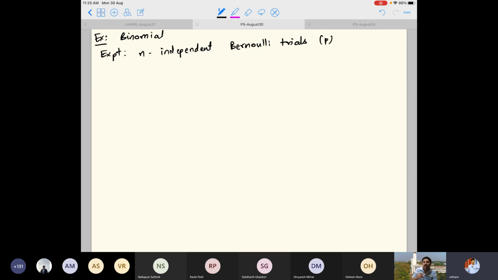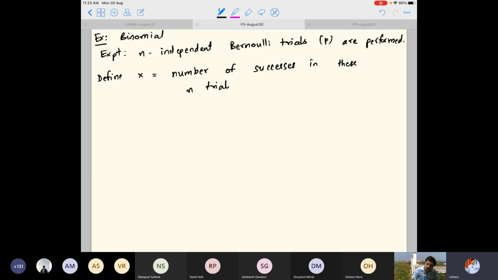So I'll put a P here to indicate that the probability of success in each Bernoulli trial is P, and N such trials are performed. Okay, so this is the experiment. And now what do we do? We define X to be the number of successes in these N trials. So this we already have seen, correct?